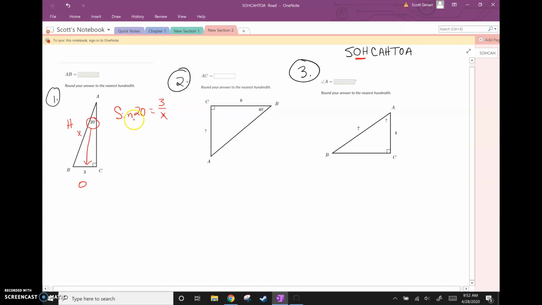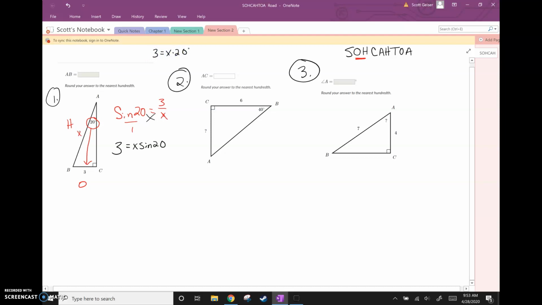Then I can put sine 20 over 1, and then I can cross multiply. So I can go this way and this way. So I'd have 1 times 3, which is 3. X times sine 20, which is X sine 20. Sine 20 is one number. Okay, so picture that like 3 equals X times 20.